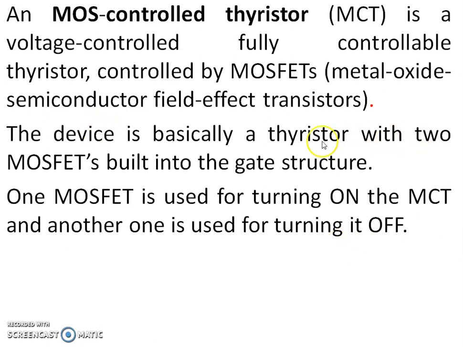The device is basically a thyristor with two MOSFETs built into the gate structure. One MOSFET is used for turning on the MCT, and another MOSFET is used for turning it off.